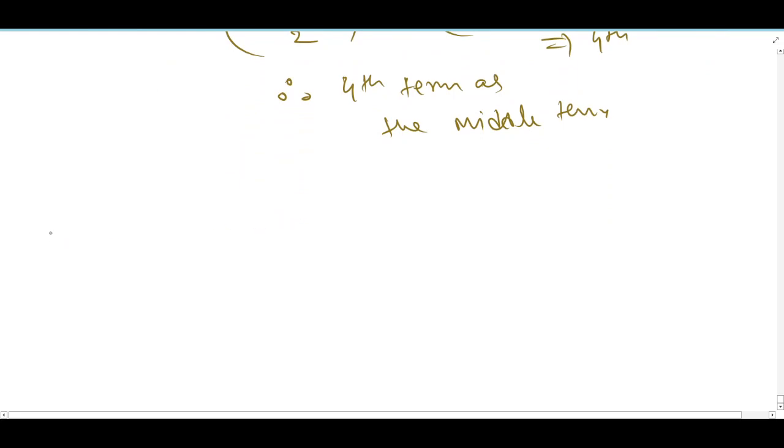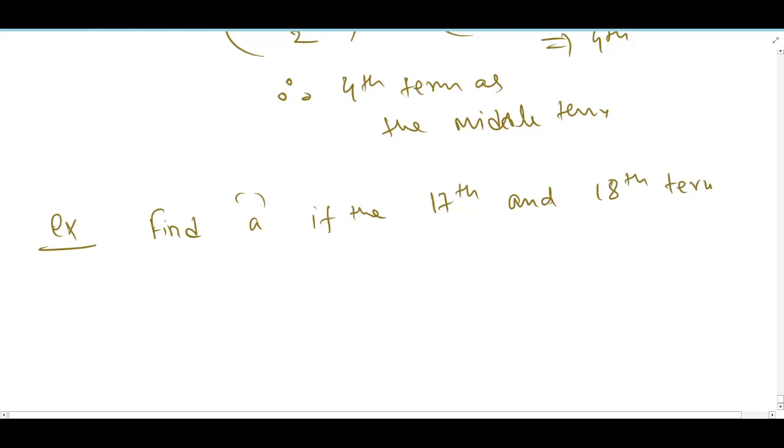Next, last example: find a, where a is any constant, if the 17th and 18th terms of the expression (2 plus a) to the power 50 are equal.